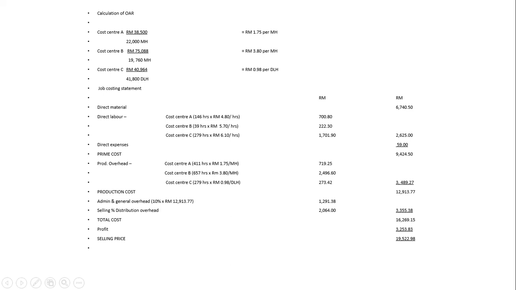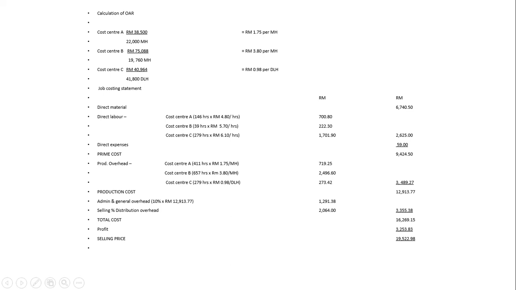Then we get 2,496.6. But for cost center C, our basis is direct labor hours. So, we take cost center C actual hours, 279 hours, based on the direct labor hours here. Okay, 279 because of the basis of direct labor hours. So 279 for cost center C, actual direct labor hours, then with the OAR 0.98 per direct labor hour, then we get 273.42.